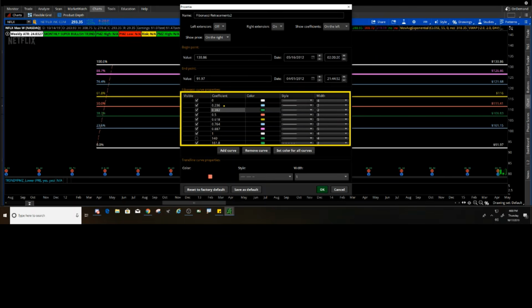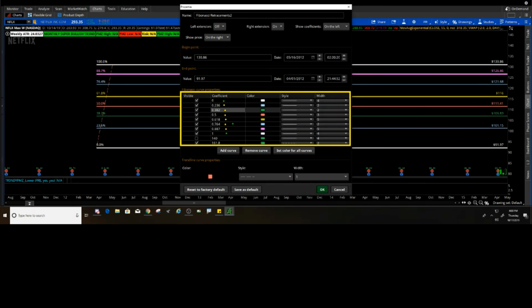As you can see, I have the 23.6, the 38.2, the 50, the 618, the 76.4 or 0.764, 0.887. The 0 and the 100, those are just basically the start and finish of the measurement of using the fib tool. Okay. Over here, you can change the width of the lines. Okay. And you can see here I have the outside number 1 and 0 at a 4. And everything else pretty much in between is the same except for the golden fib, which is the 618.